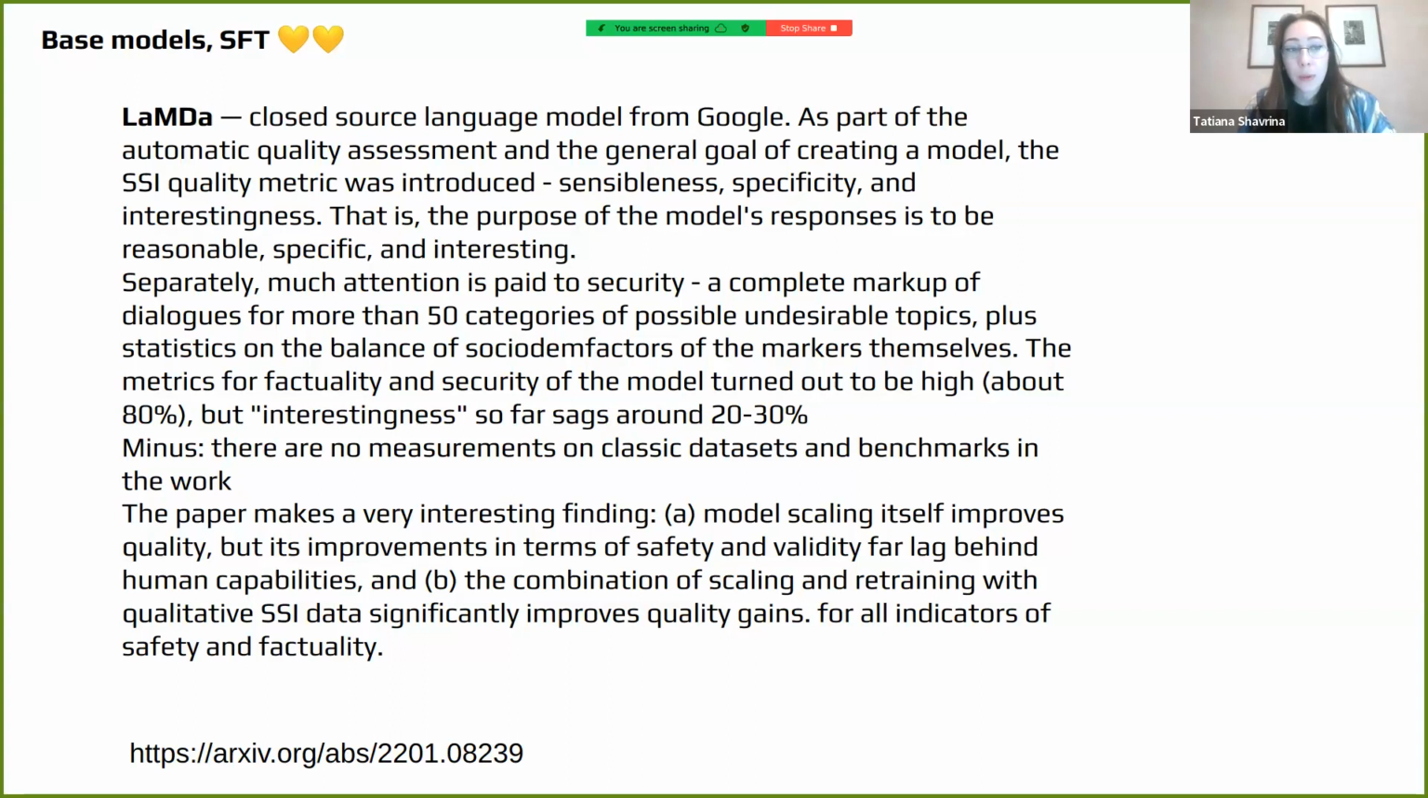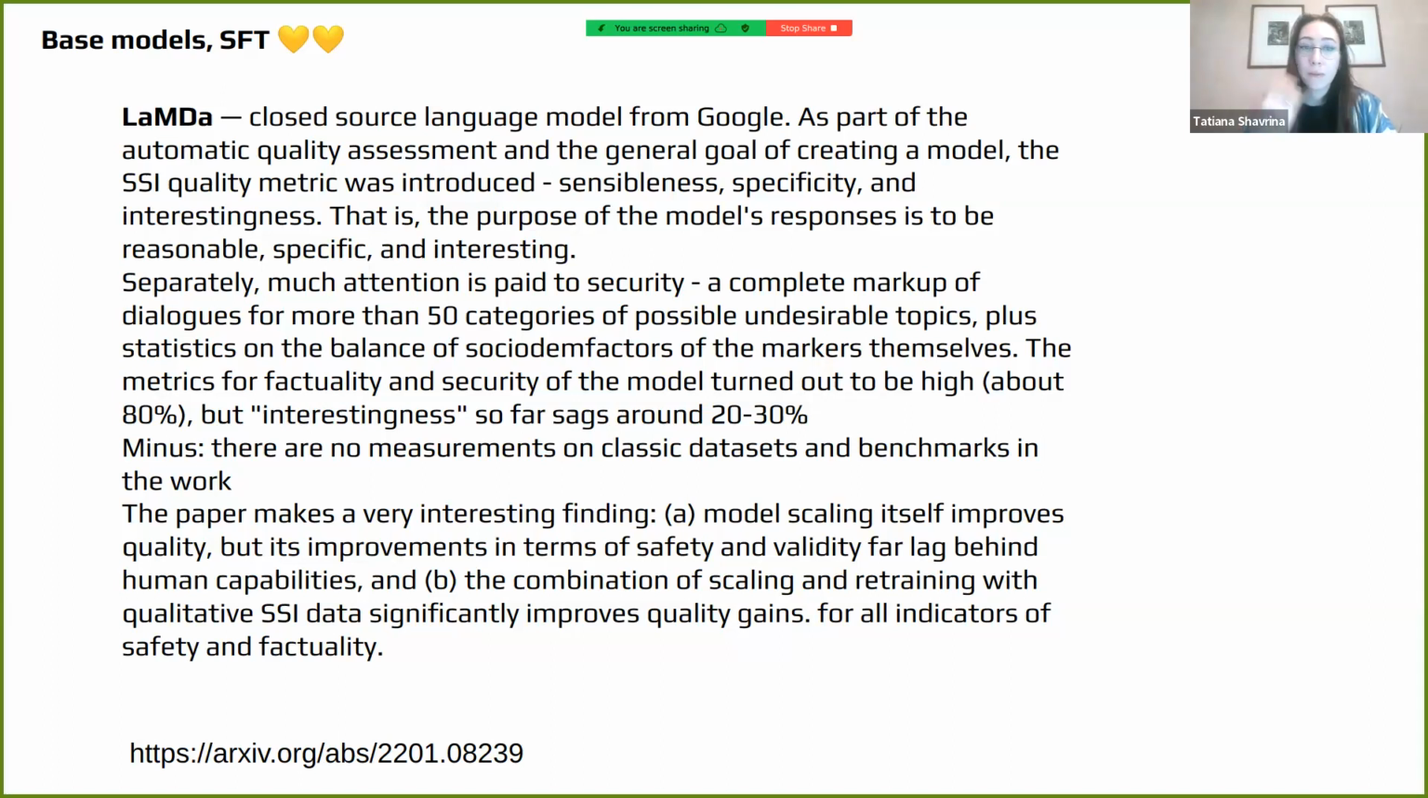So the first problem we have with the LaMDA model is that to evaluate the AI alignment of the model, they have introduced their own metric. So they didn't use anything from the ready datasets. They just introduced the SSI quality metric, which stands for sensibleness, specificity, and interestingness.